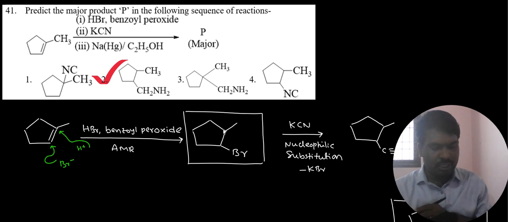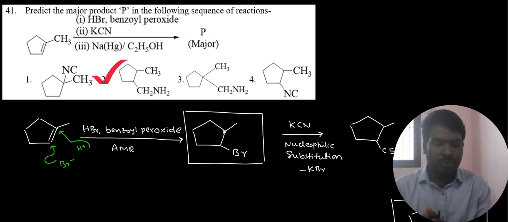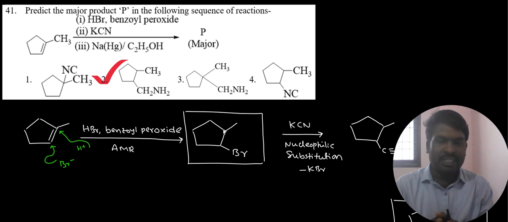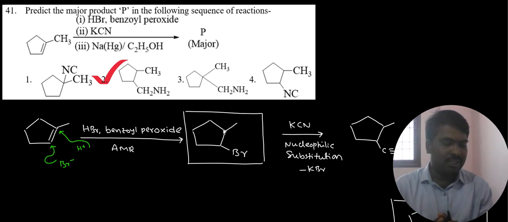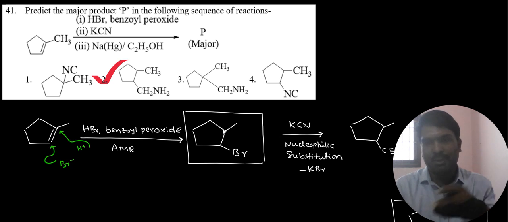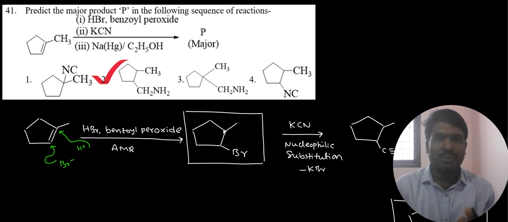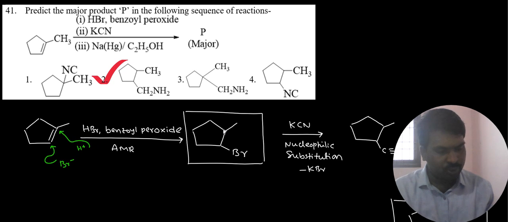Clear everyone? I hope you understood. First, HBr with benzoyl peroxide means the anti-Markovnikov rule. Next, treated with KCN, nucleophilic substitution, cyanides are formed. Then cyanides are reduced to primary amine. Just C triple bond N, so just break 2 pi bonds, add hydrogen atoms, CH2 NH2. So which option is the right answer? Option 2 is the right answer. Then moving to the next question.